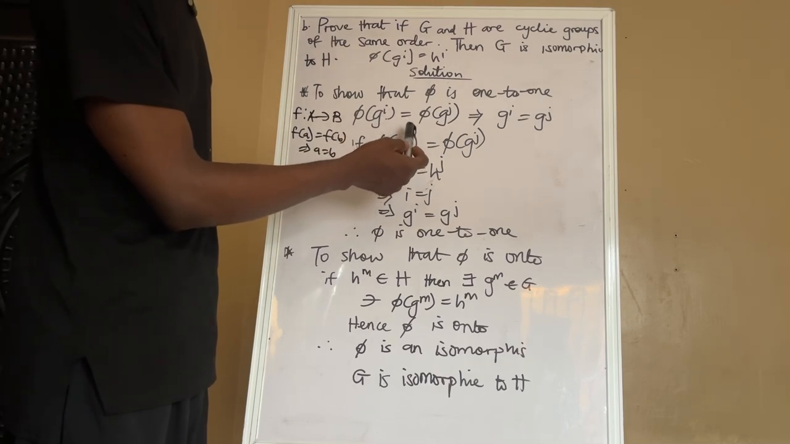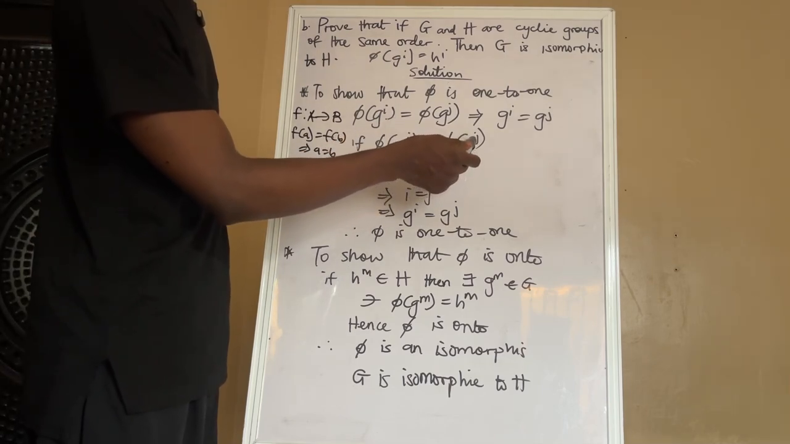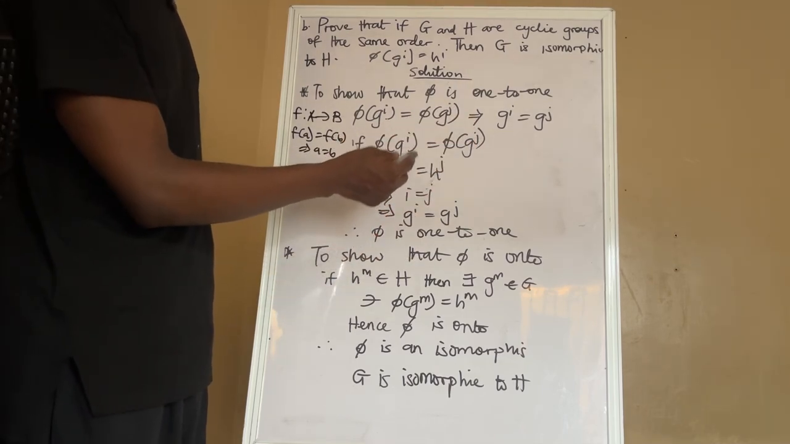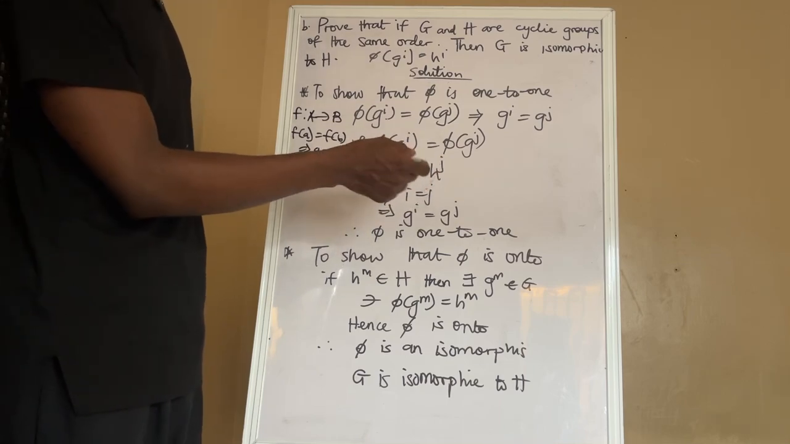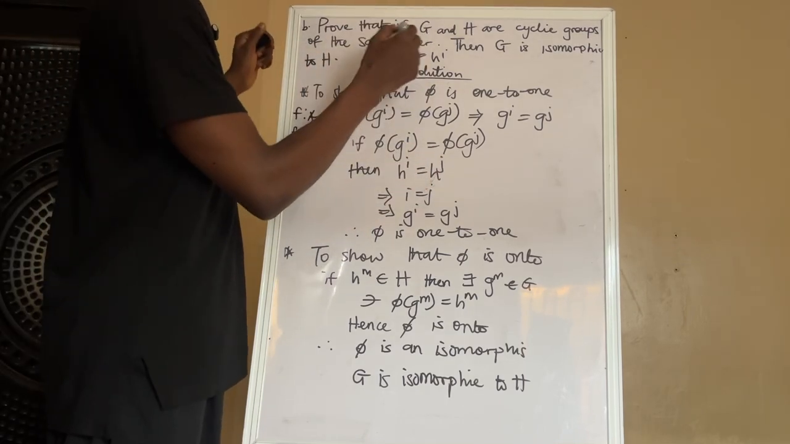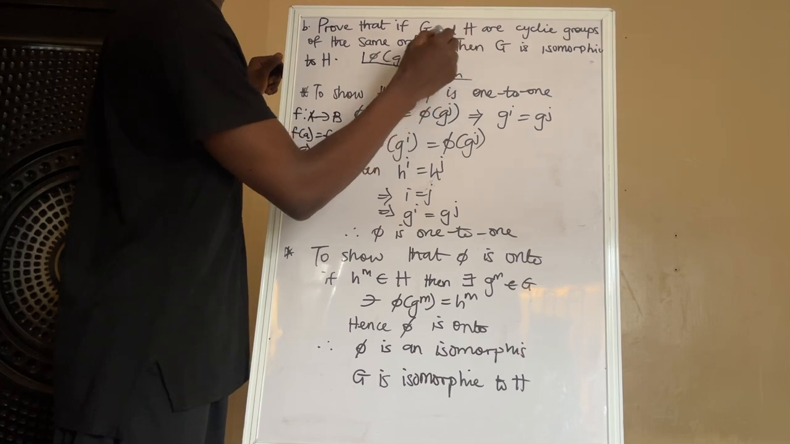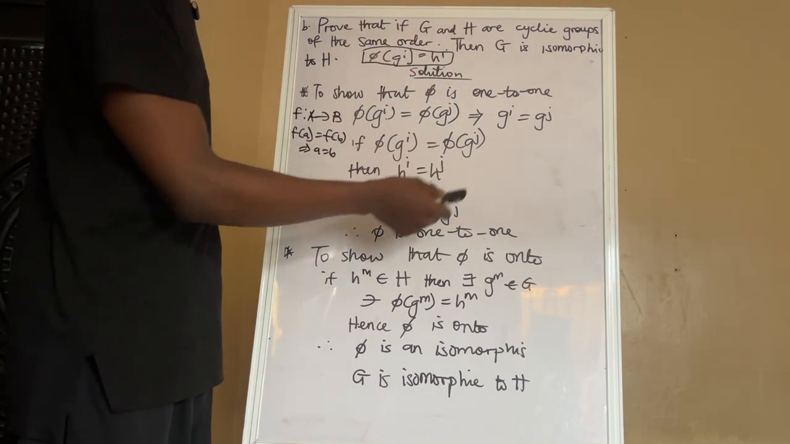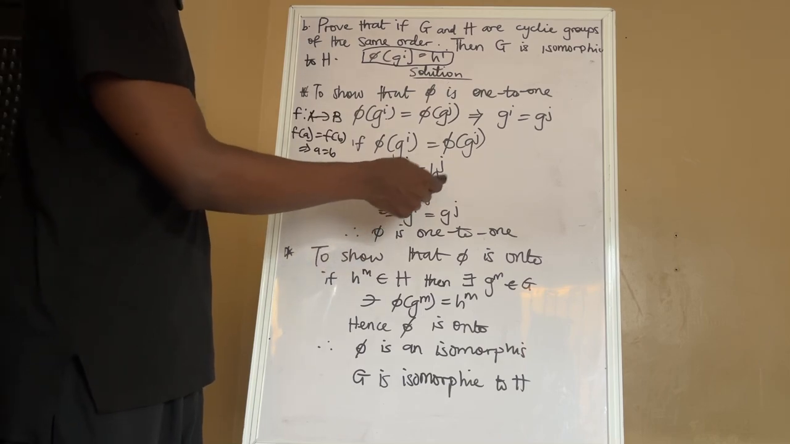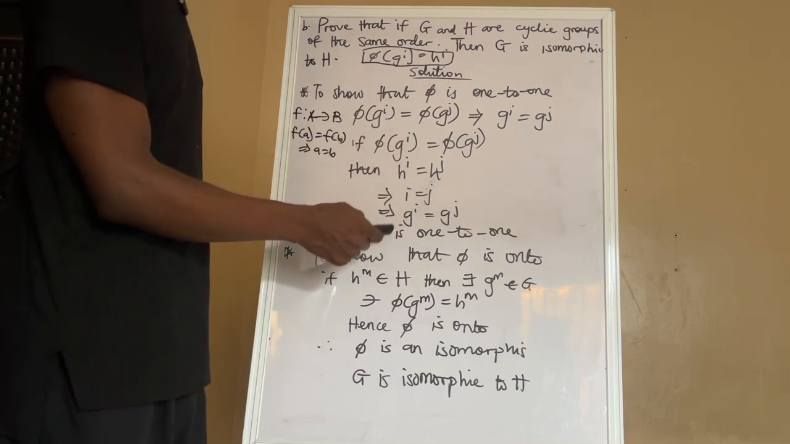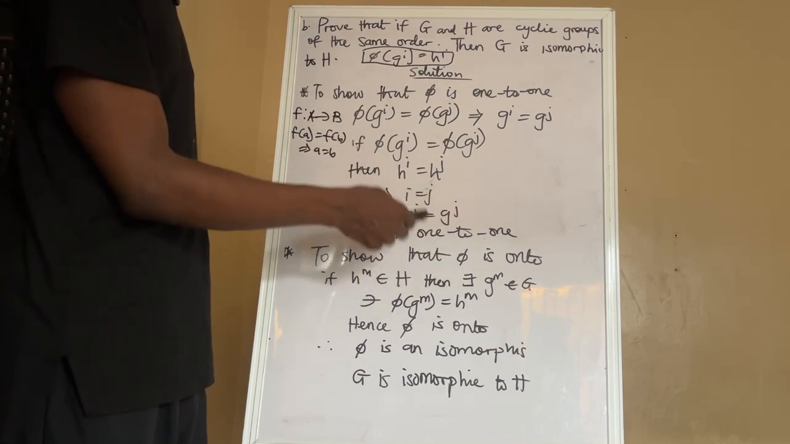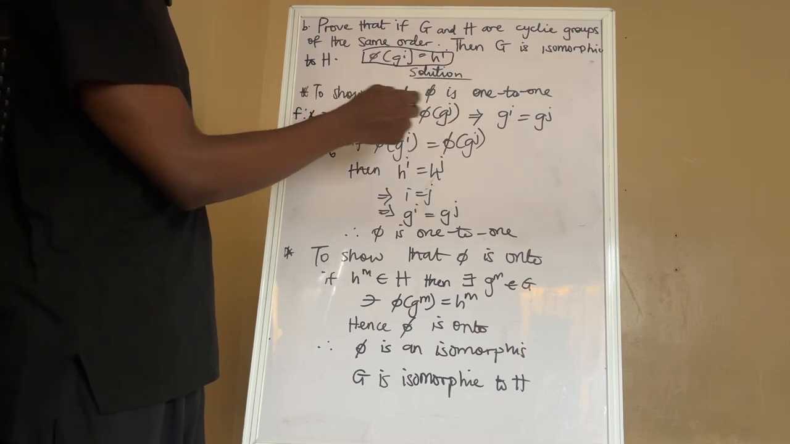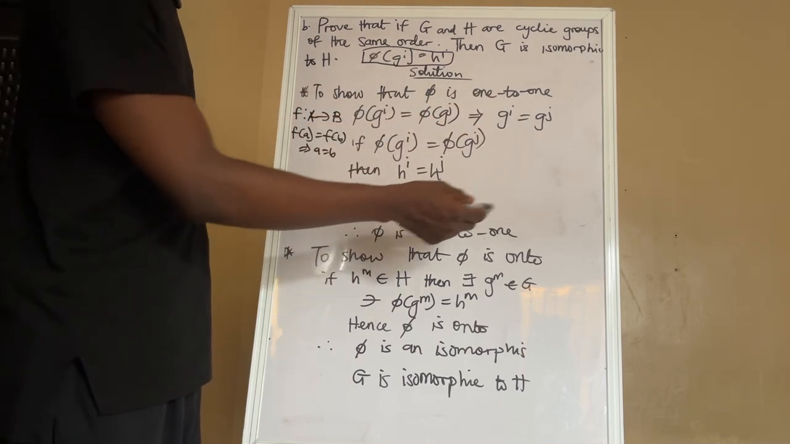If phi of g raised power i is equal to phi of g raised power j, that means h raised power i is equal to h raised power j, since we already defined the map to be this, right? And if h raised power i is equal to h raised power j, that implies that i is equal to j. And if i is equal to j, g raised power i is equal to g raised power j. Since we have shown that this implies this, phi is 1-to-1.